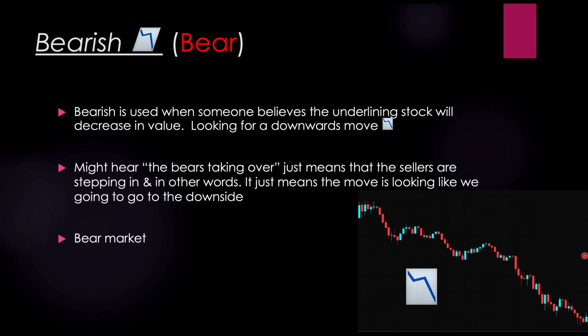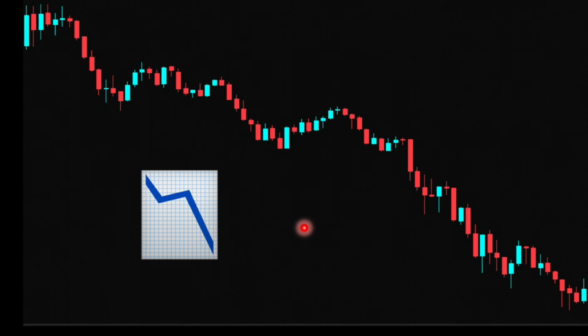Now you can imagine bearish is just the opposite of bullish, and you might hear terms like the bears are taking over, which is something that I say a lot, and it just means that the sellers are stepping in. Or in other words, it means that the move is looking like we're going to the downside. Bear market is just the opposite of what you can imagine a bull market is, where the price is trending downwards, creating lower highs and lower lows because the stock is going down. It's decreasing in value, looking for a downward move.